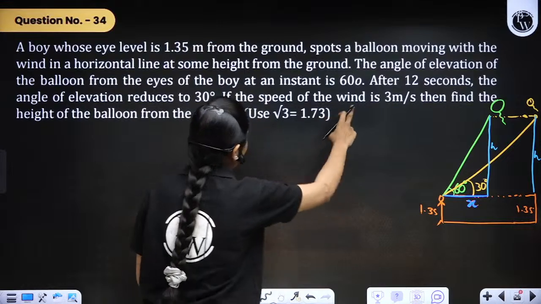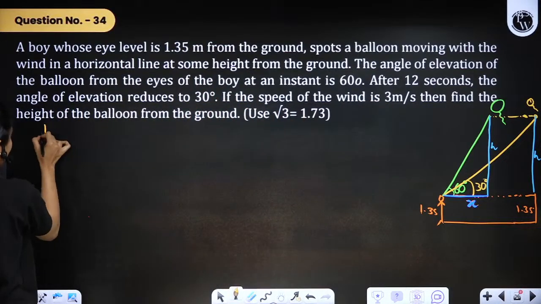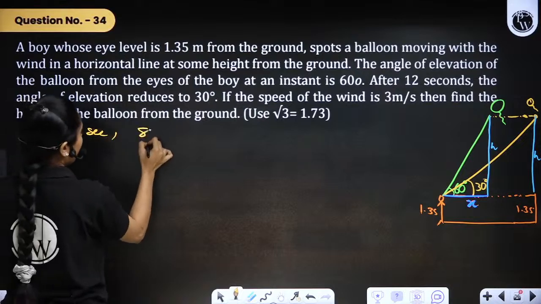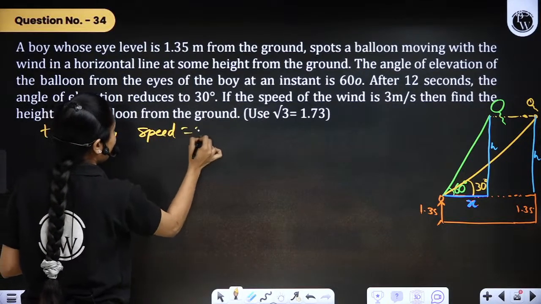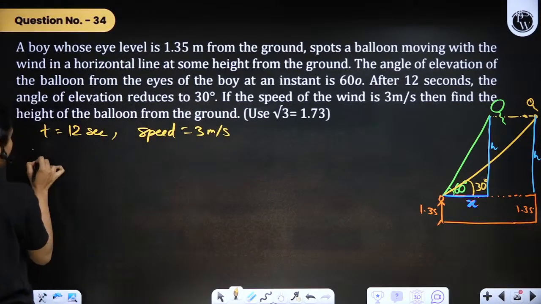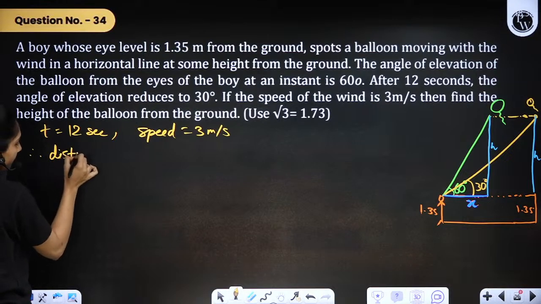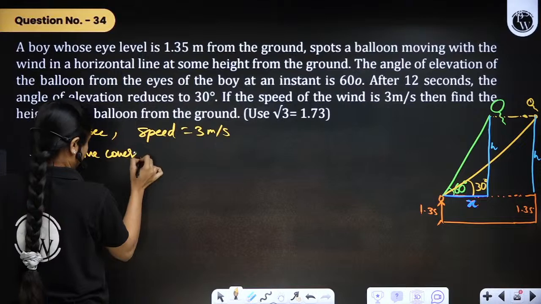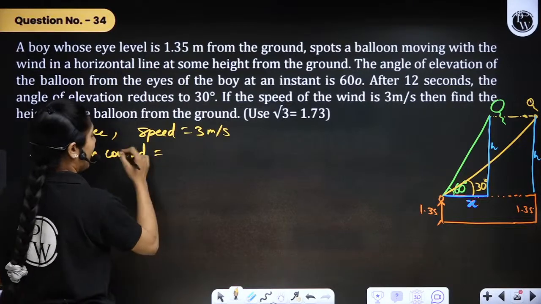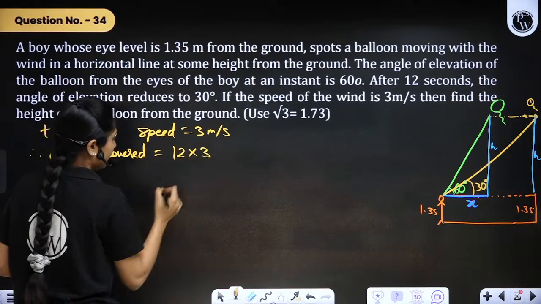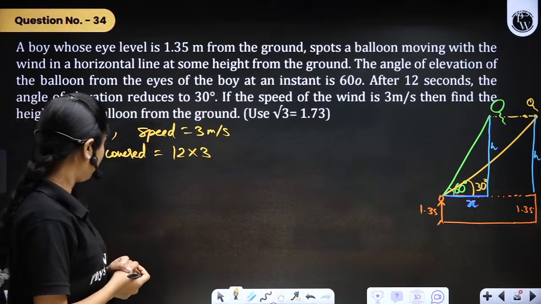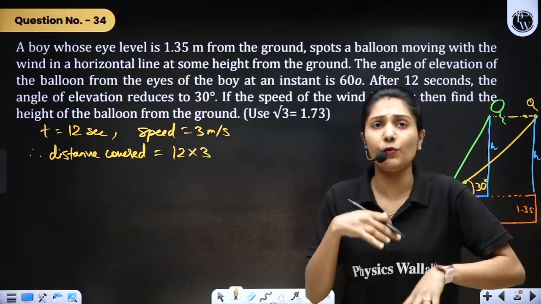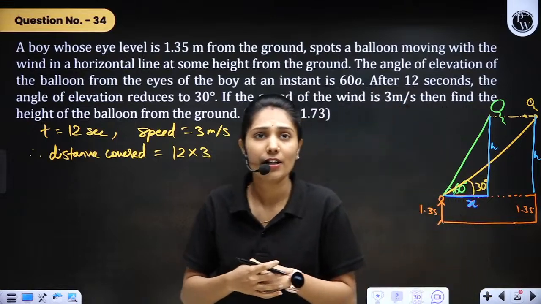Now since the time is 12 seconds, and the speed is 3 meter per second, therefore the distance covered or traveled will be equal to time into speed, that is 12 into 3. Speed is equal to distance upon time. So, distance is equal to speed into time. Yes or no?